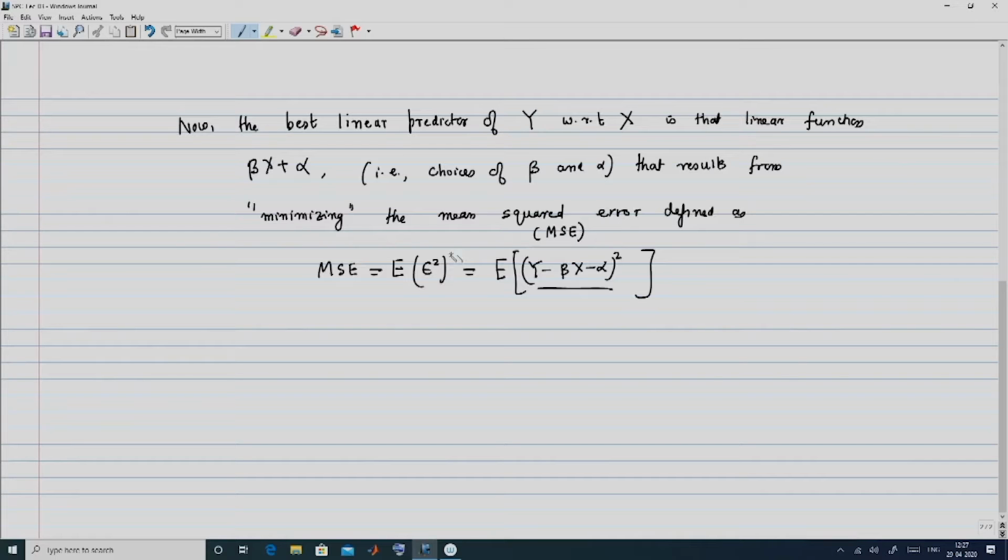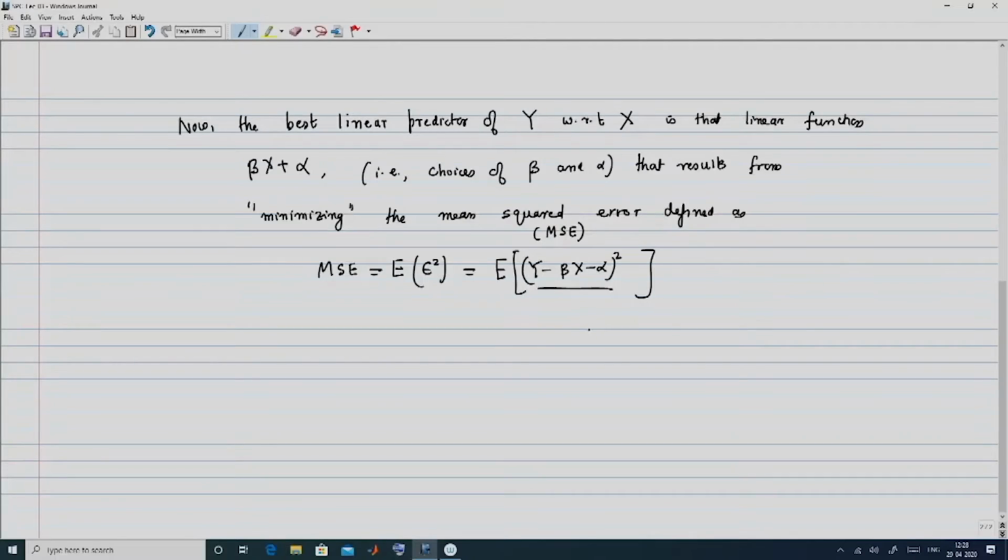So what I am looking at here is epsilon, which is the error, and I am squaring it. That is basically going to capture and penalize the larger deviations from the actual value as compared to the linear predictor. And since this is a random variable, obviously we have to calculate its expectation.